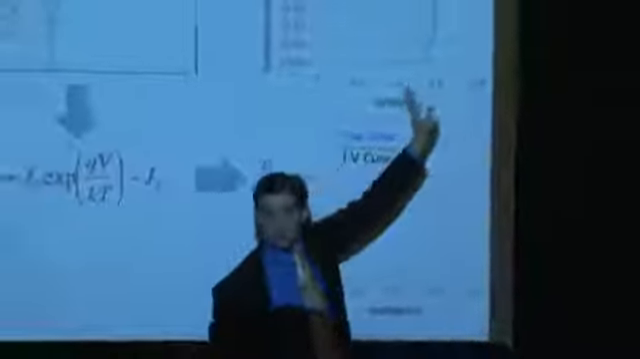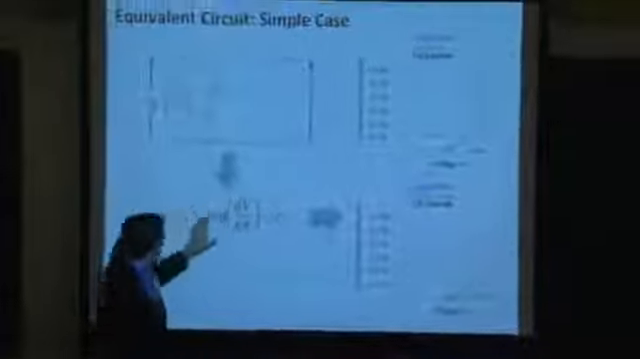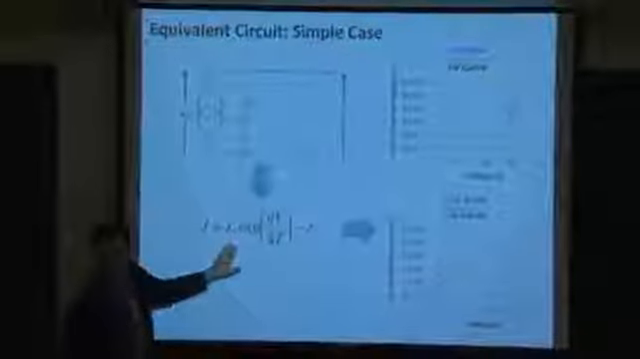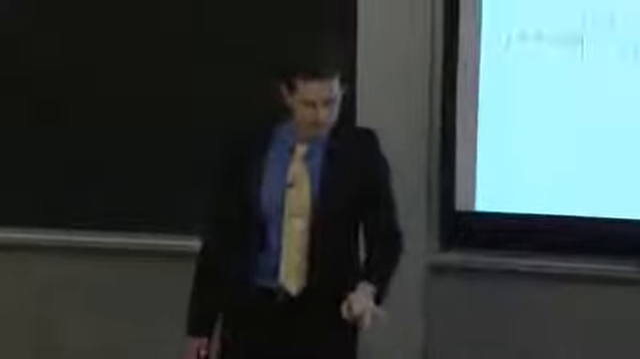In an ideal case, we want our dark forward current to be as small as possible. We want our J naught to be as tiny as possible for a good solar cell device. Okay?